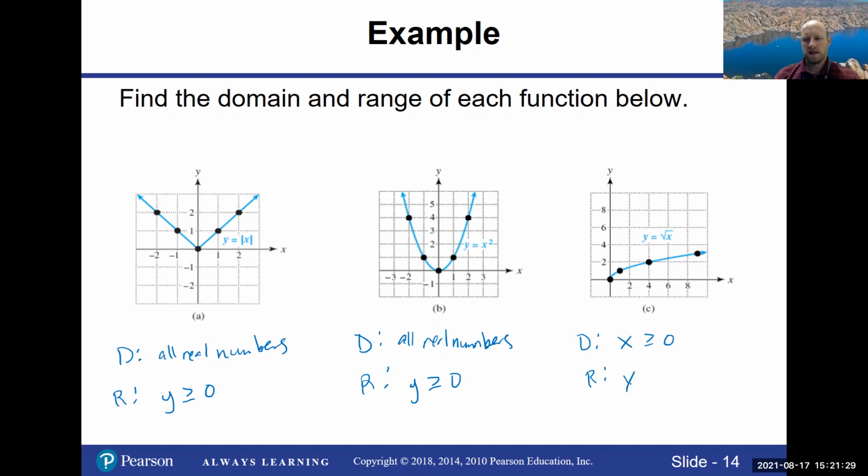And then the range, again, is greater than or equal to 0, because, again, the smallest y value it can be is 0, and it's just going to keep going. Now, it does kind of even out, but it is going to still eventually be going up, even if you get all the way over here, okay, or even farther.